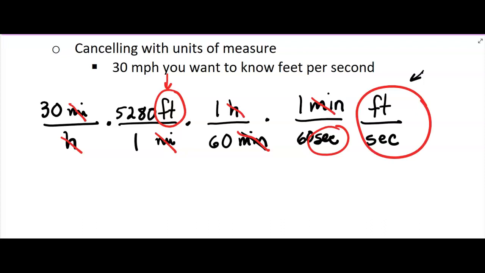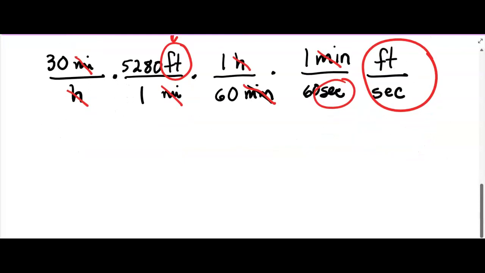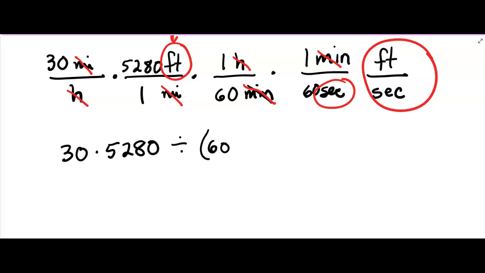Okay? So now what I have to do is the math. Okay, so I need to do 30 times 5,280. And then I need to divide that by 60 times 60. Okay, and then however you're going to do that, I went and got a calculator. You could do fancier stuff, but anyway, it turns out to be 44 feet per second. So if you're trying to convert from miles per hour, you could go through a system like that to get it in the units that you want. In this case, feet per second.